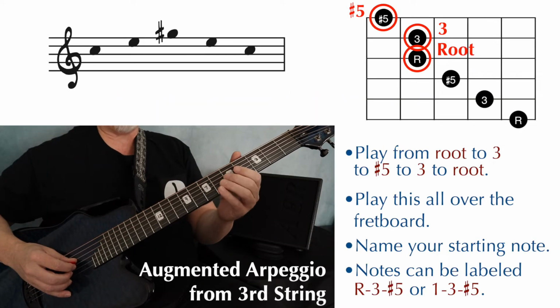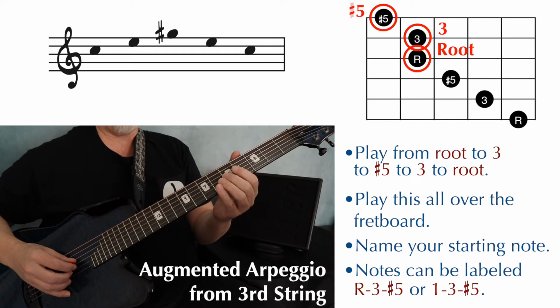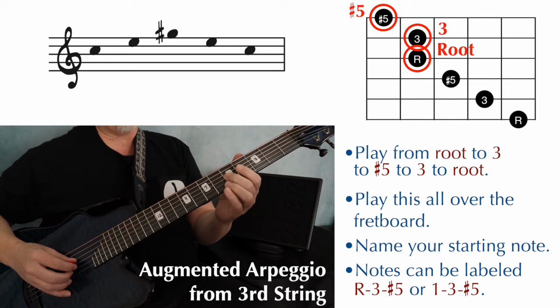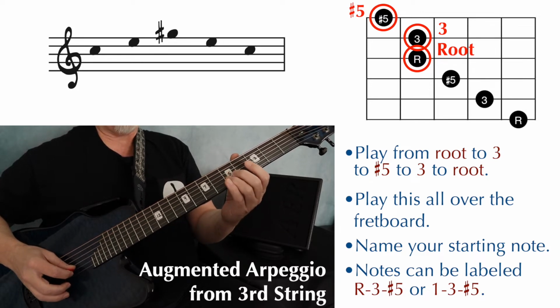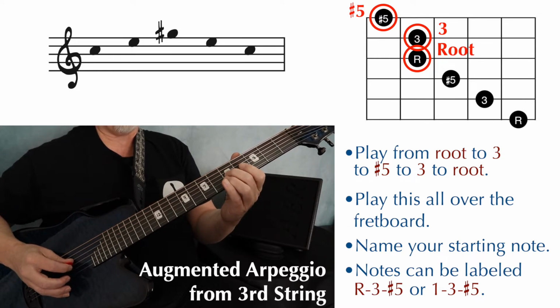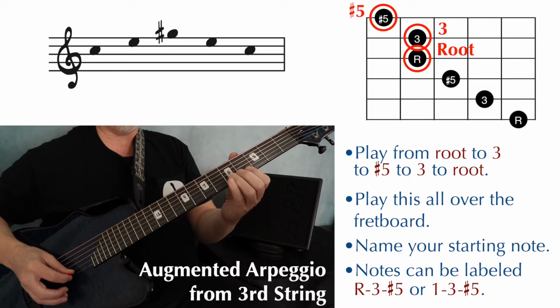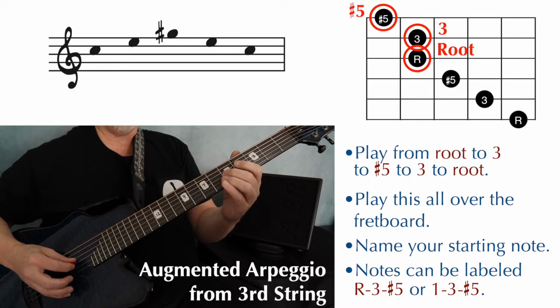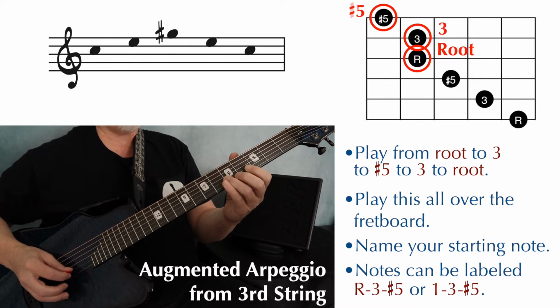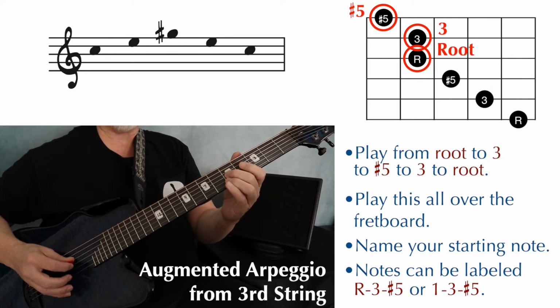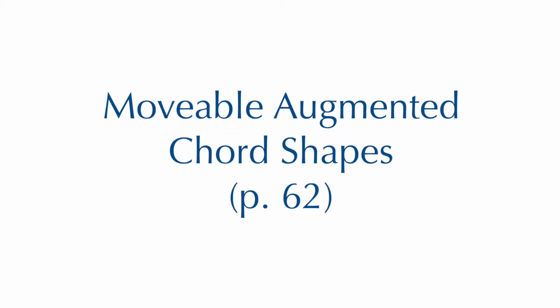Our last set of 3 is going to be a C augmented arpeggio. We're starting on the note C, string 3, fret 5. You could finger this 2, 3, 1, 3, 2. And you label it root, 3, sharp 5, 3, root, or 1, 3, sharp 5, 3, and 1.